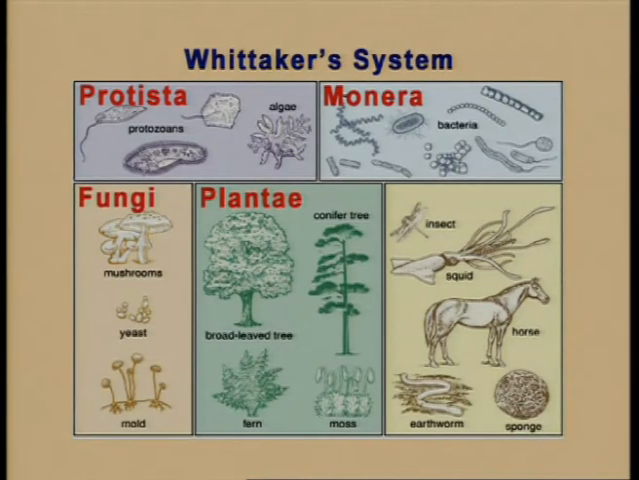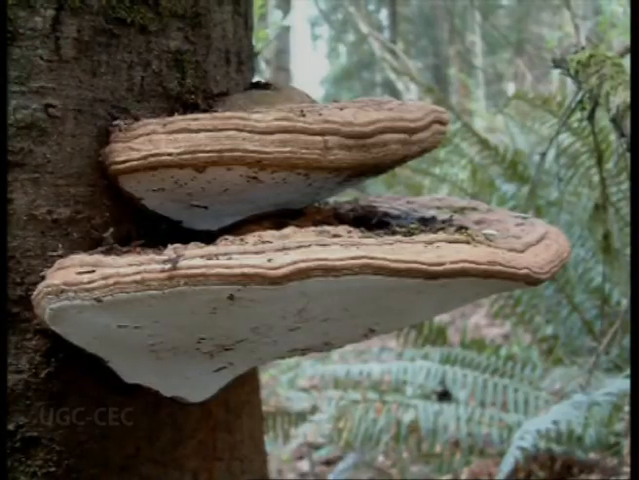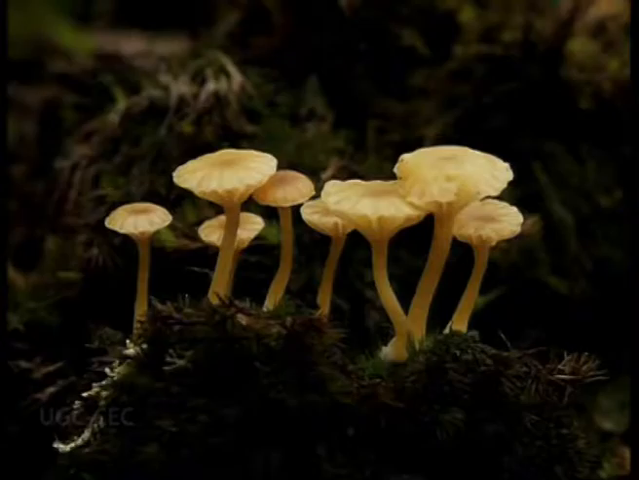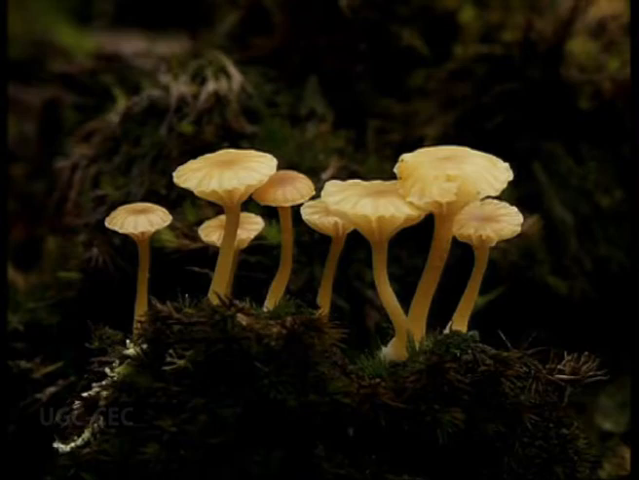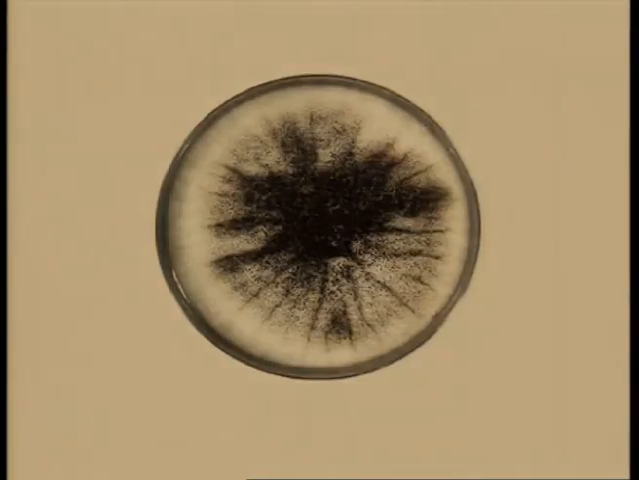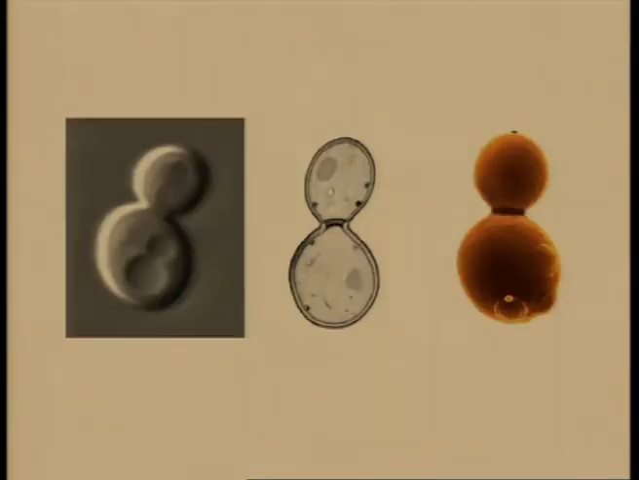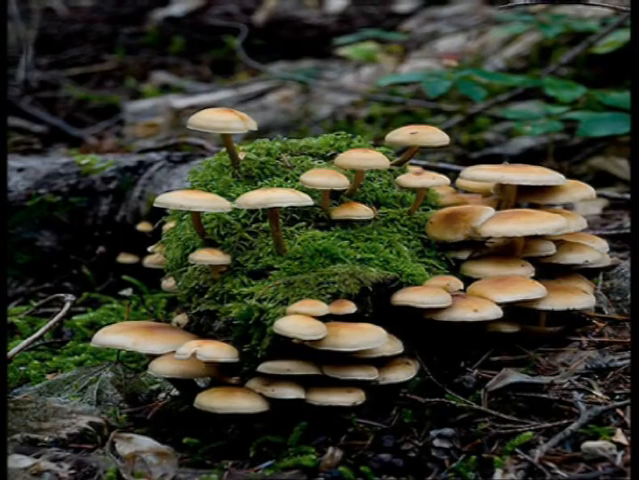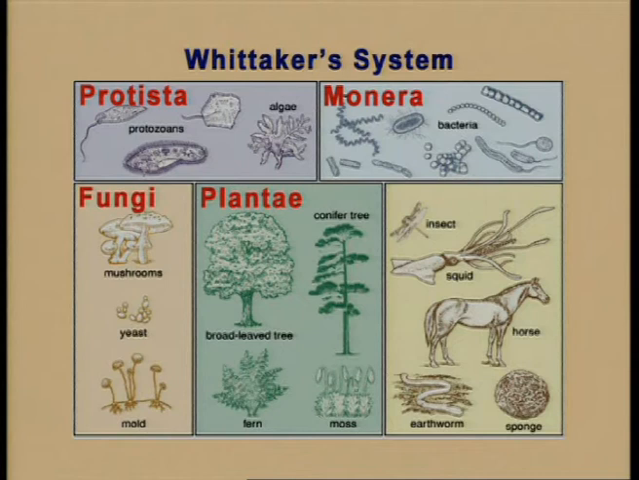Fungi are rather plant-like but nevertheless distinct due to the cell walls that contain chitin, unlike the cell walls of plants which contain cellulose. This kingdom includes microorganisms such as yeasts and molds, as well as the more familiar mushrooms. The Animalia are the true animals.